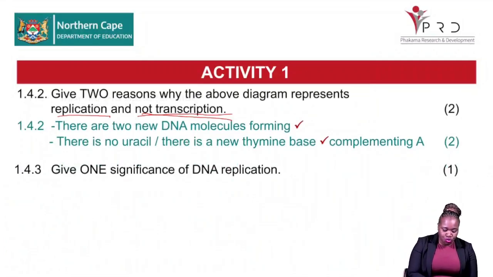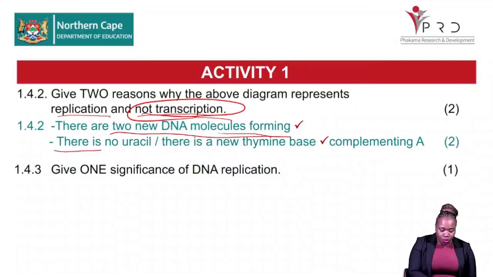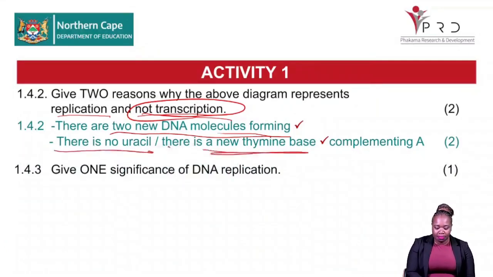So there are 2 new DNA molecules. Remember, in transcription, only 1 mRNA is going to be formed because only 1 strand serves as a template. And then there is no uracil, there is a new thymine base complementing the adenine. Okay.